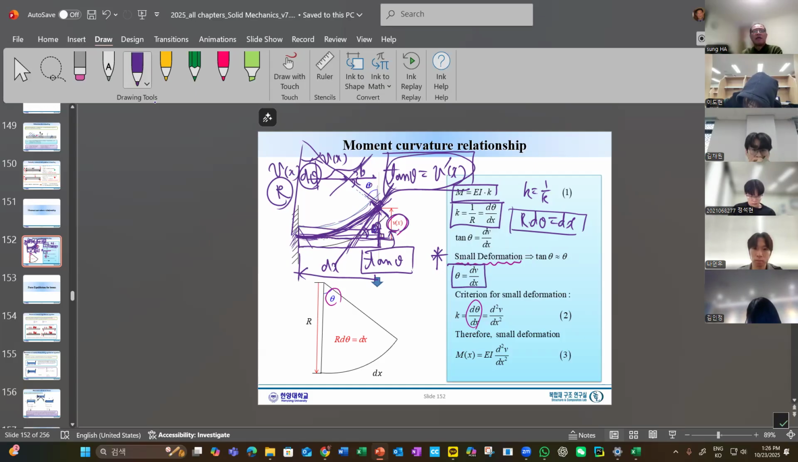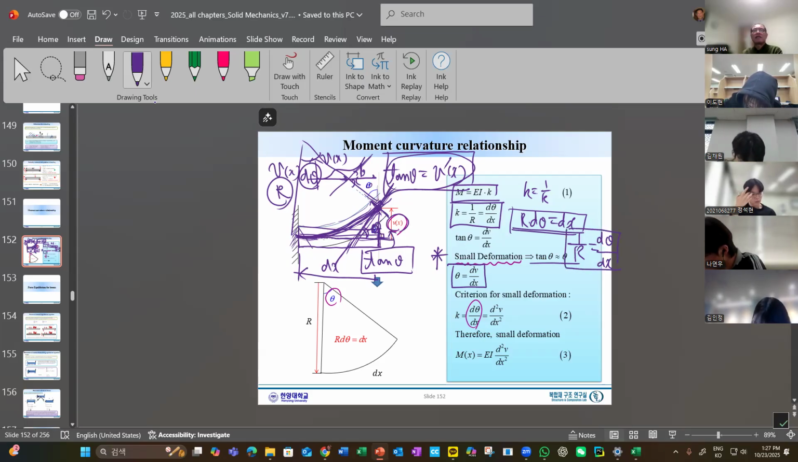So theta is given as dv/dx, because we are assuming this theta is small, then tangent theta equals theta, right? Now, since k is given as d theta/dx, where does this come from? Well, here 1 over r is given as d theta/dx.